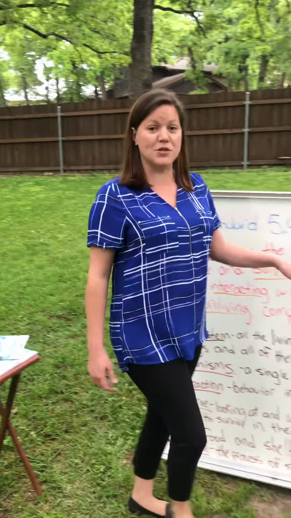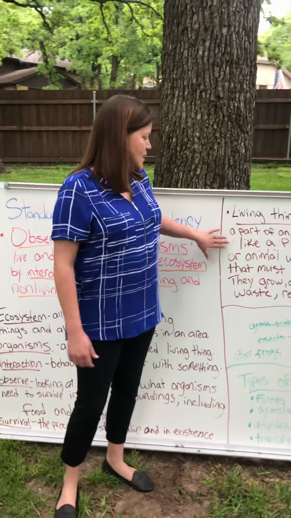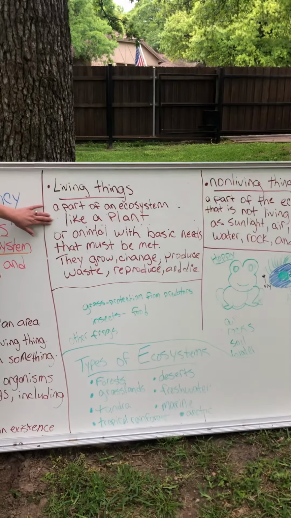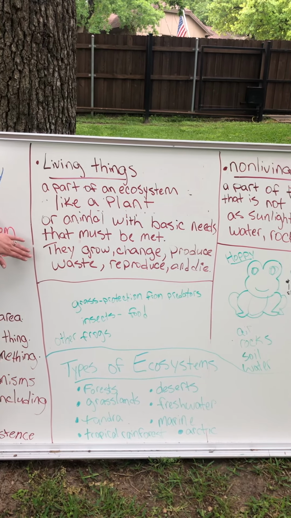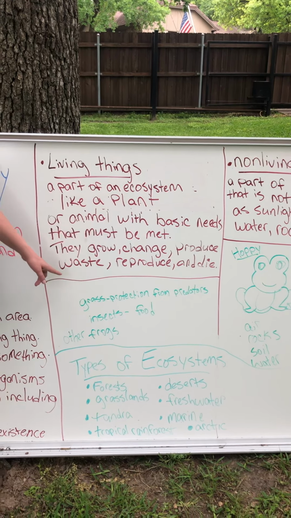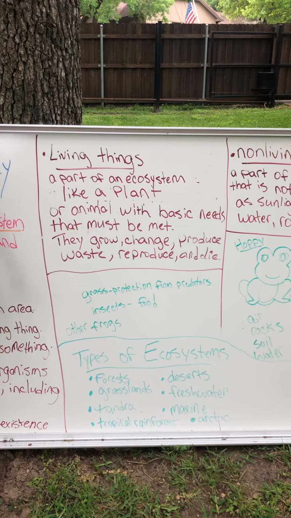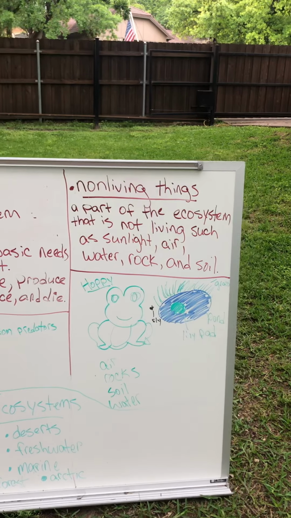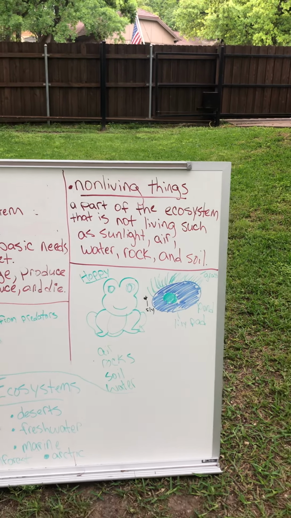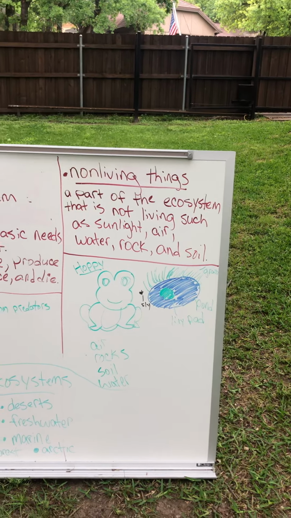Now, what's the difference between living and non-living things? A living thing is part of an ecosystem, like a plant or animal with basic needs that must be met. They grow, change, produce waste, reproduce, and die. Non-living things are a part of the ecosystem that is not living, such as sunlight, oil, air, water, rock, and soil.